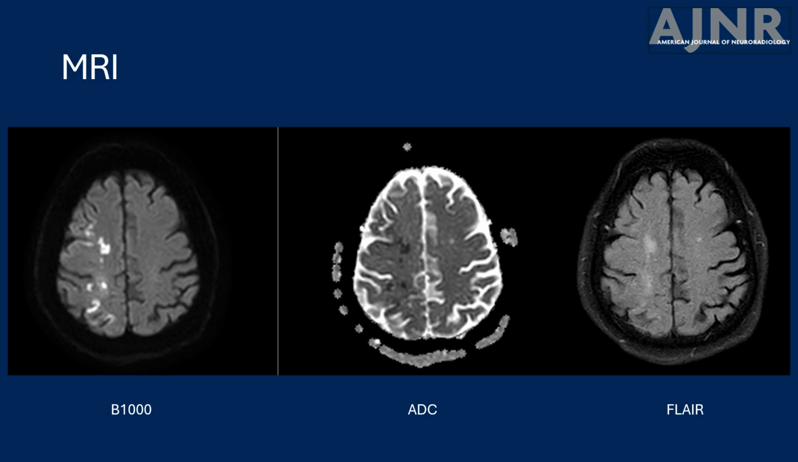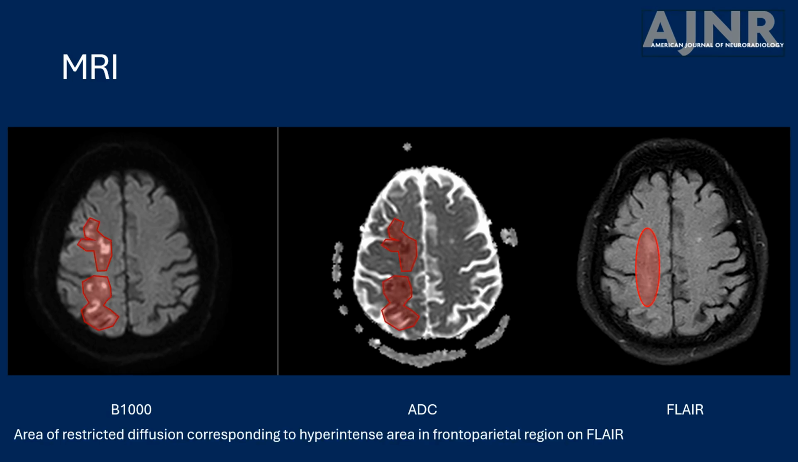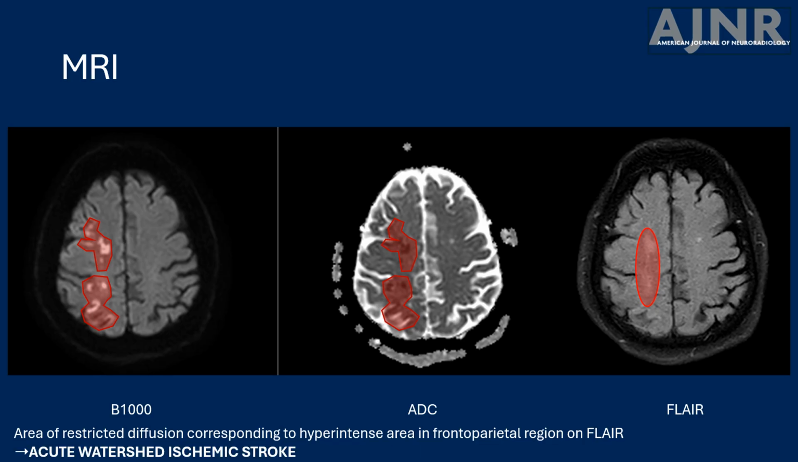Meanwhile, why do you think these images are peculiar? Well, once again, we have areas of restricted diffusion corresponding to hyperintense areas, in this case in the frontoparietal region on FLAIR. And this is a case of acute watershed ischemic stroke. So watershed areas are those areas in the brain where two different arterial systems meet and the blood supply is reduced. Usually they are caused by cardiac emboli, and they are at higher risk for stroke when there is a drop in blood pressure.